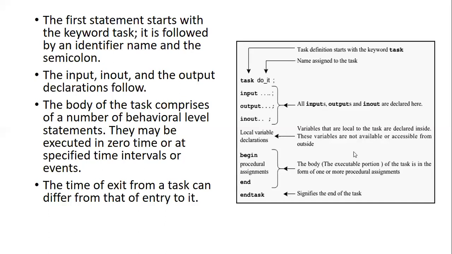Now this is the syntax of the task. You can see the task syntax over here. On the right-hand side you have task. task is the keyword and do_it is the task name. In your task, you're going to define input, output, inout. All the ports are declared over here.